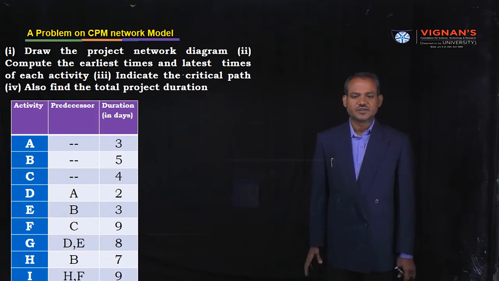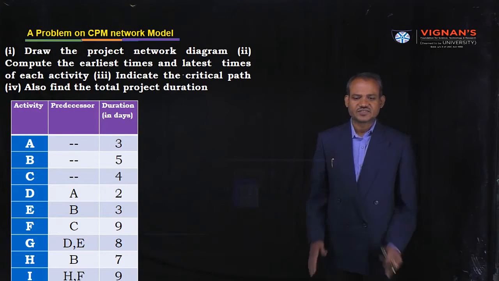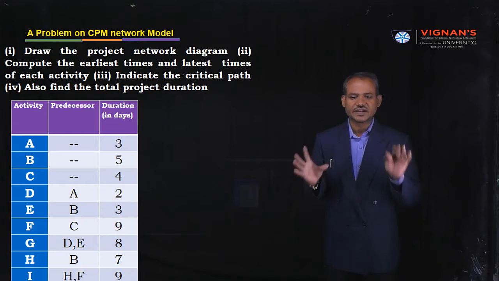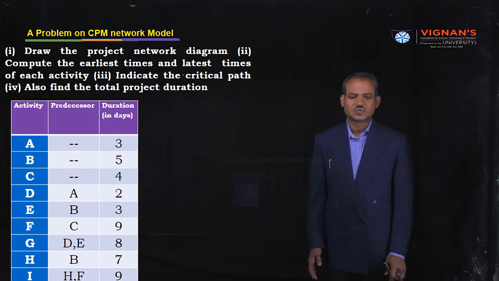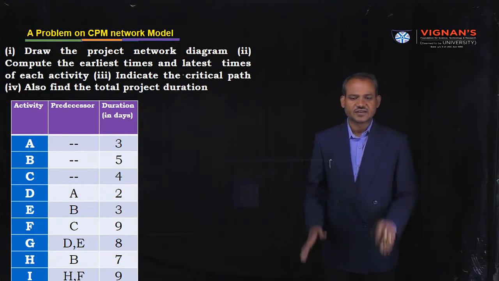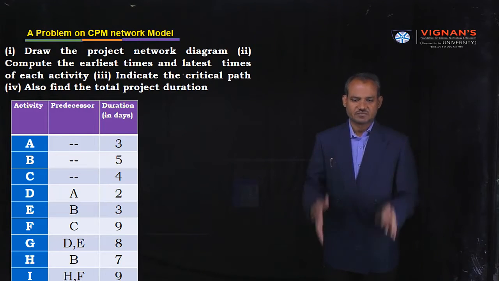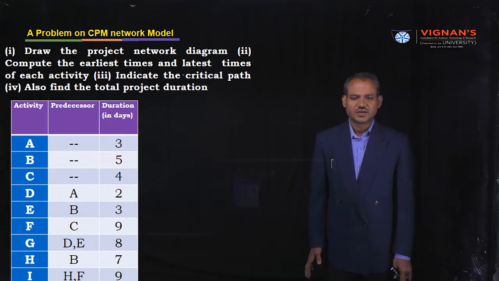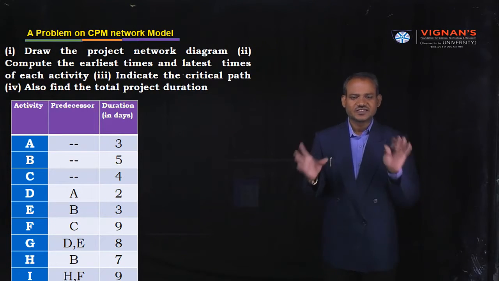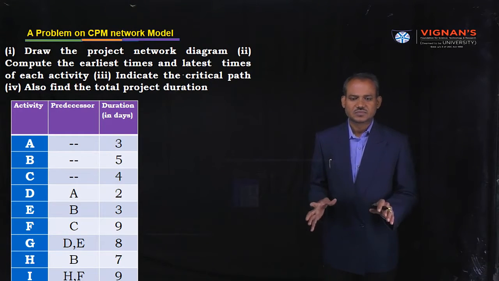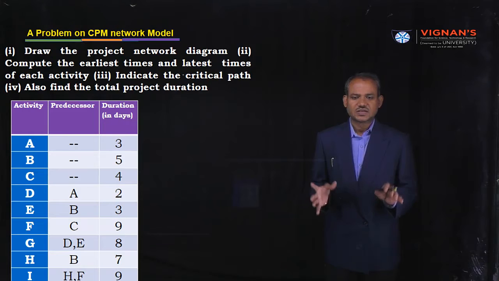One table is given. In that table, we can find activities. The names are A to I. For each activity, some predecessor activities are also there. Along with this data, duration is also given. Each activity takes some duration. That duration is represented in days.